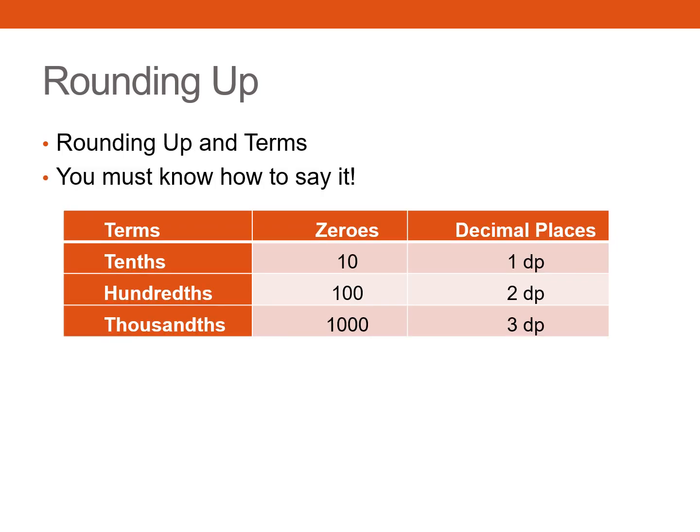Okay, this term you must know. Tens, hundreds with the THS. Tens with the THS is 1 decimal place. Hundreds with the THS is 2 decimal places. Thousands with the THS is 3 decimal places. All right.